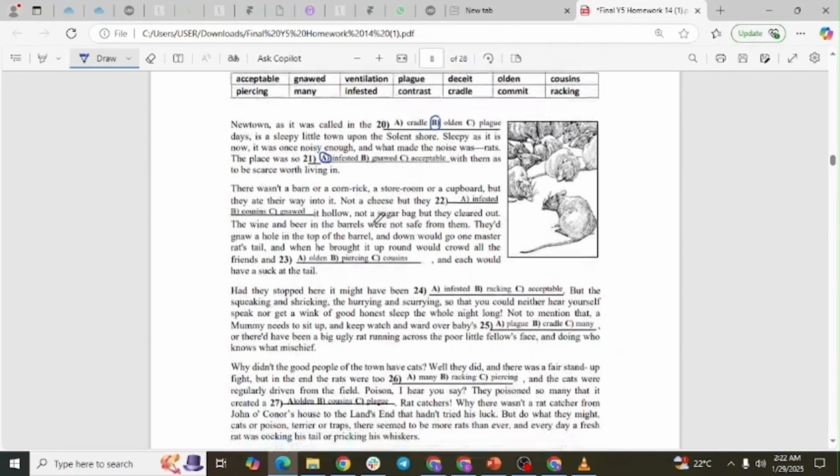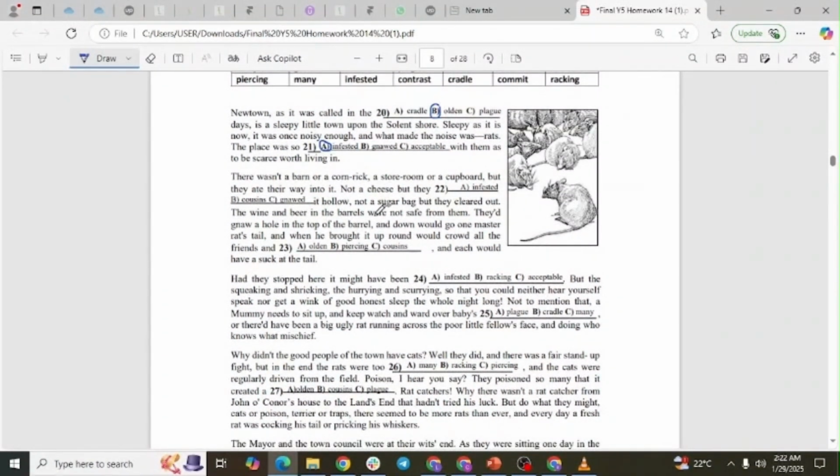Question 22. Not a cheese, but they blanket hollow. Options: A. Infested, B.